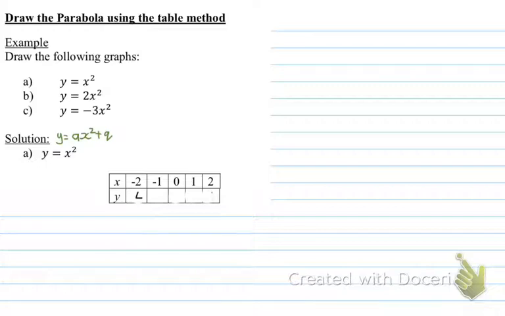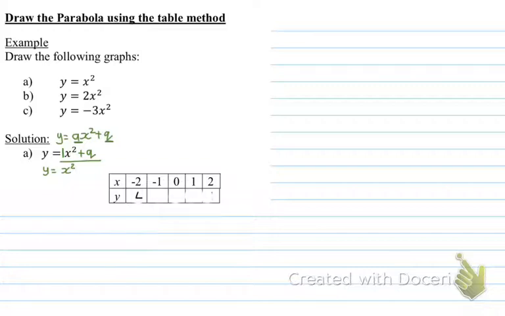Okay, now in the place of a and the place of q, I have a number. So let's look at our equation at the moment. In the place of a, we have a 1, and in the place of q, we have a 0. So that's why we don't write them. We just have y is equal to x squared.